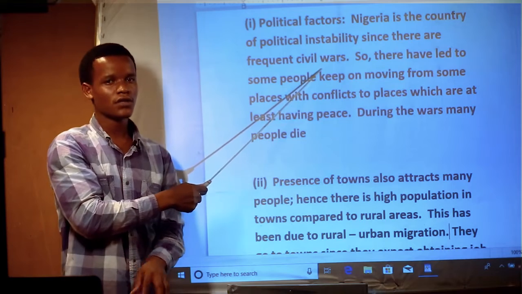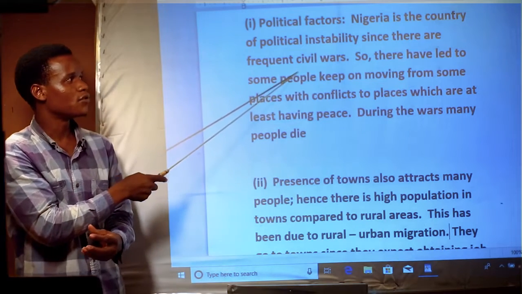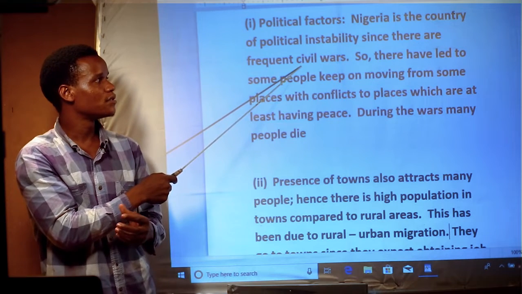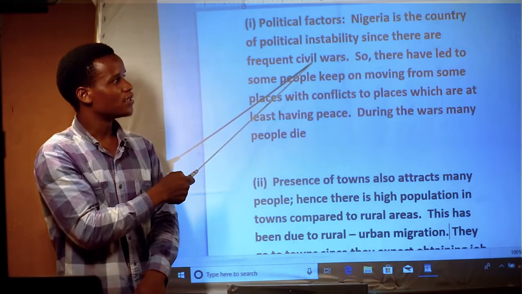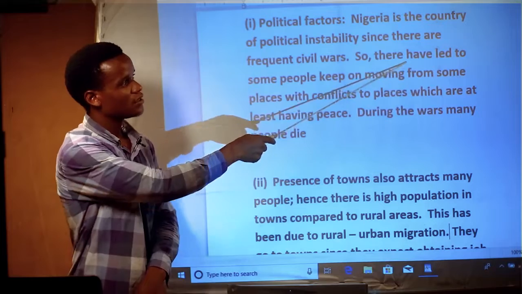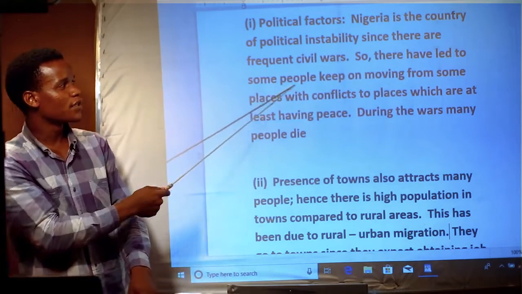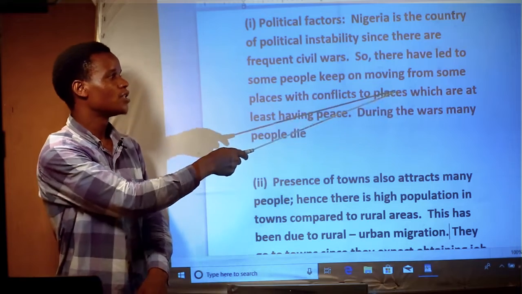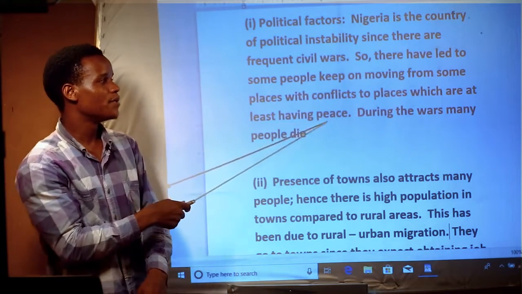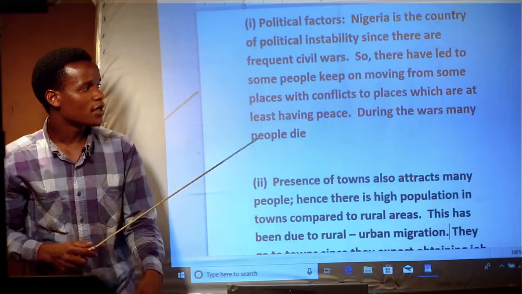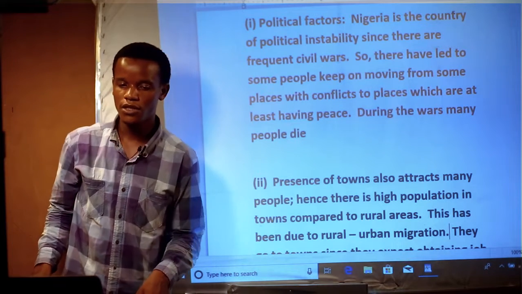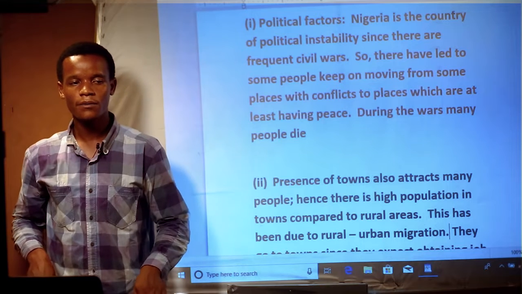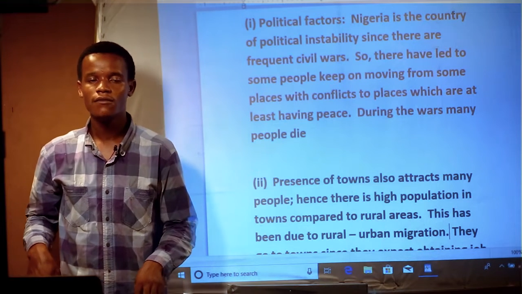Civil war, here we are looking at the tribes. Also, we can say the tribes war. This is tribes. So there have led to some people keeping on moving from some place with conflict to places which are at least having peace. During the war, many people die. So political instability leads some people to migrate from one place to another in search of peace.